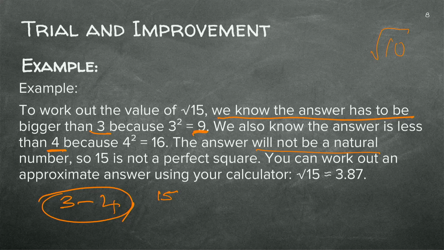So you can work out the approximate answer. Now in this case, 15 is much closer to 16 than to 9. So if you're going to guess your answer, you're going to think that it's going to be closer to 4 than to 3. Remember, 10 was closer to 3. And for the actual answer, we use that sign if it's not exact. It will be closer to 4. So it's 3.87.